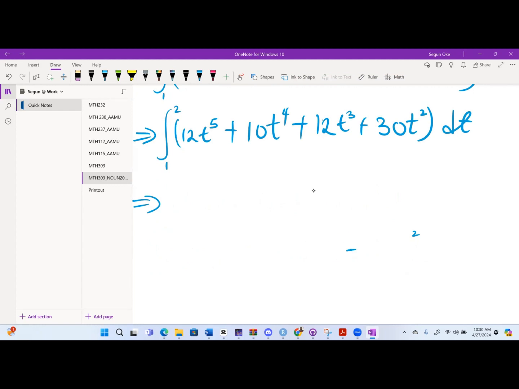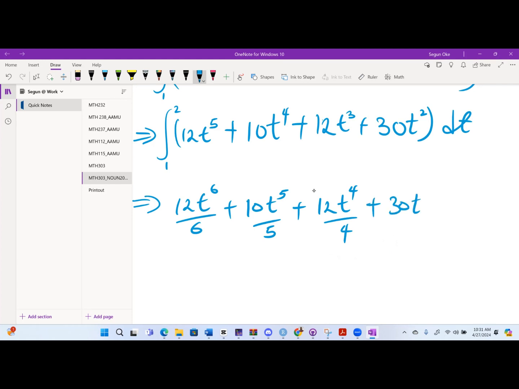The next thing is to integrate. Now, when you integrate this one, what do you have? You have 12. 12 multiplied by what? You have 12t raised to power 6 over 6 plus 10 of what? t raised to power 5 over 5 plus 12t raised to power 4 over 4 plus 30t raised to power 3 over 3. So now let's see which ones cancel each other.